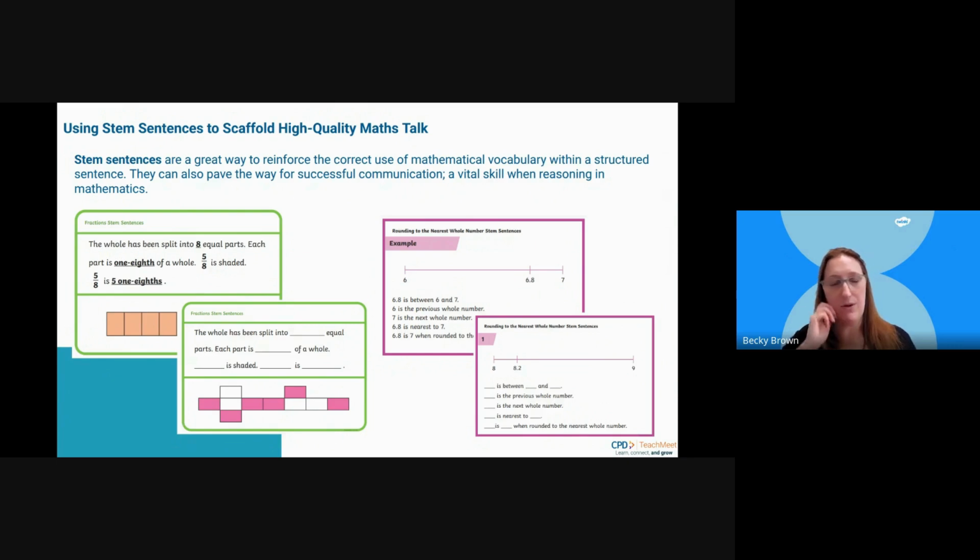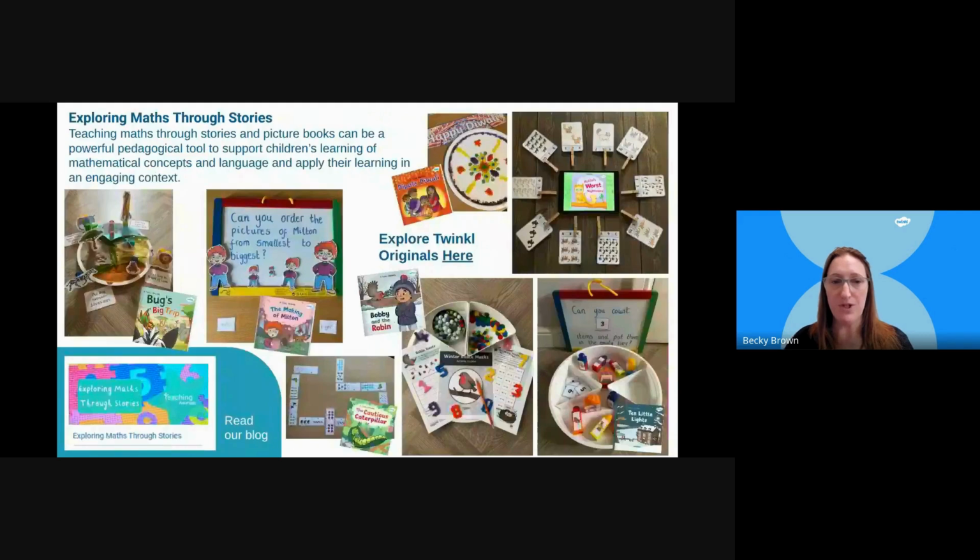We know that talk is really important in maths. So you start with a completed sentence. You might do a few of those using examples, and eventually you're going to remove those bold bits, those changeable pieces, into a space which can be filled in to suit a different example. It comes with practice. It's not going to be very straightforward straight away, but definitely worth looking into how you can use STEM sentences to support that communication with the children.